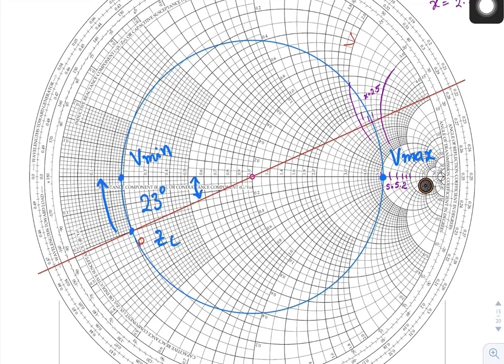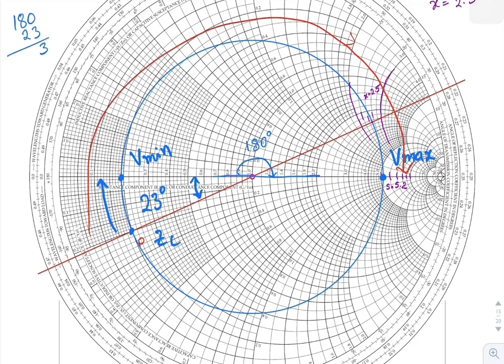On a Smith chart, voltage maximum exists here. Now you have to measure this distance on the Smith chart. From the diagram you can observe this line represents 180 degrees. 180 degrees plus 23 will give you 203 degrees. Since we know lambda corresponds to 720 degrees, let us say lambda dash corresponds to 203 degrees. Lambda dash by lambda will give you 203 by 720.